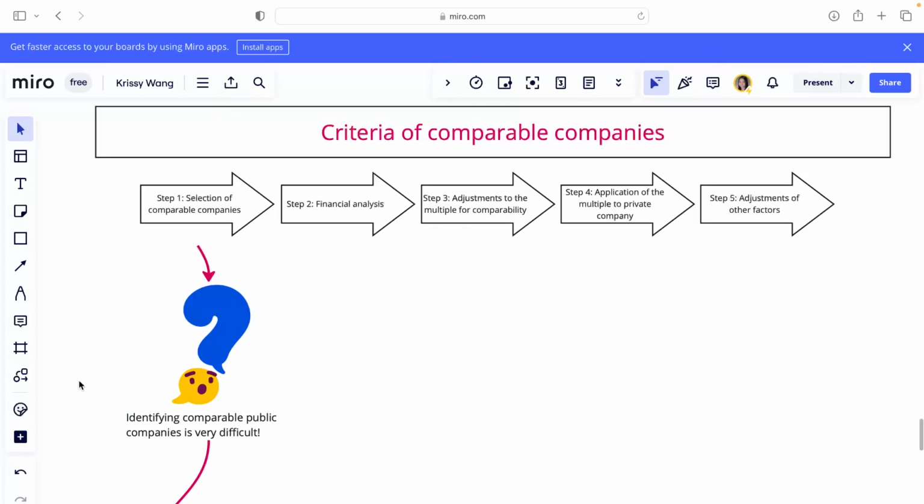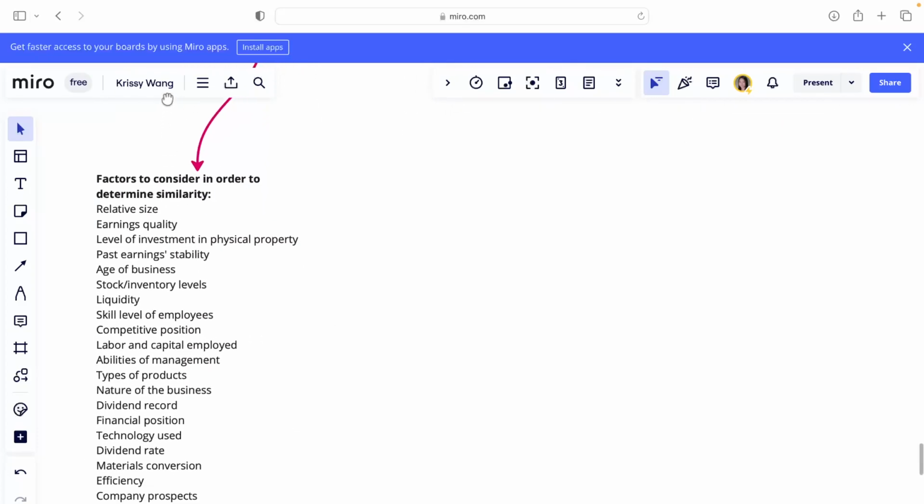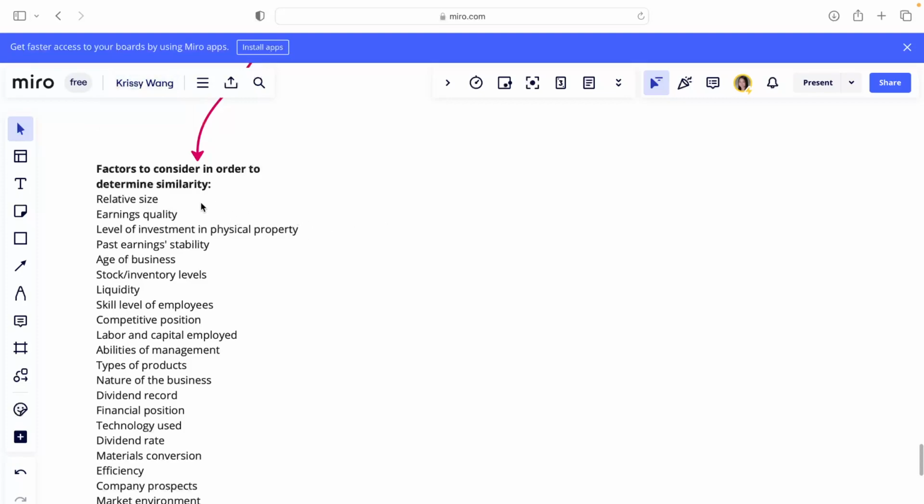Now let's talk about the selection of comparable companies. I would say this is arguably the most difficult part of using the GPC approach. And this is the bread and butter of the GPC approach. So what makes identifying comparable companies so difficult? Well, first of all, the factors to consider are a ton, and this is not even a comprehensive list. As you can see, you have to consider relative size, earnings quality, level of investment in physical property, past earnings stability, age of business, blah, blah, blah. The list goes on and on.